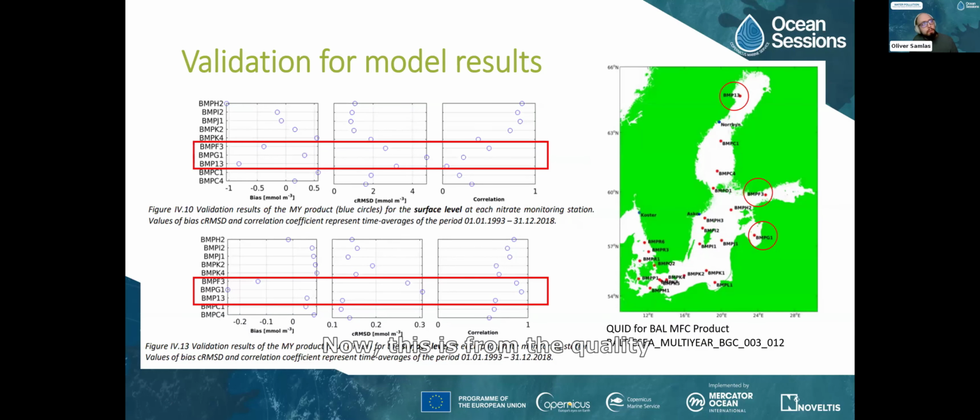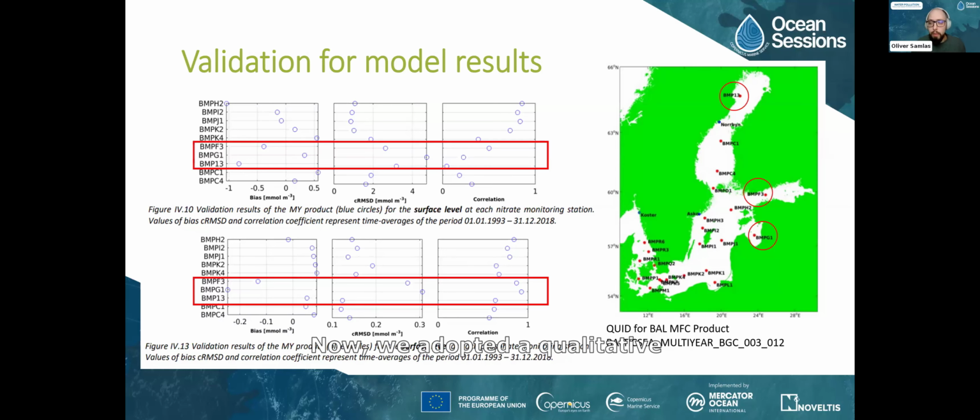Now, this is from the quality document of the reanalysis model. As you can see, the stations used in the validation are quite sparsely situated in the Baltic Sea, basically you can go more east from here and more north from here. So all of the three basins that I mentioned before are also the ones that are the most different compared to the validation results.